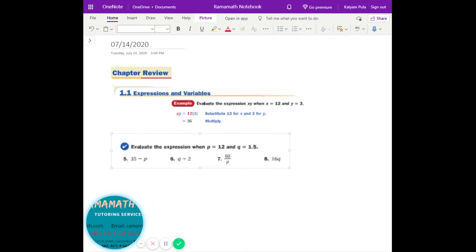Let's try these questions. The p value is given to you and the q value is given to you. Plug it in and then let's solve it. And then we're going to go back and review it. Okay.